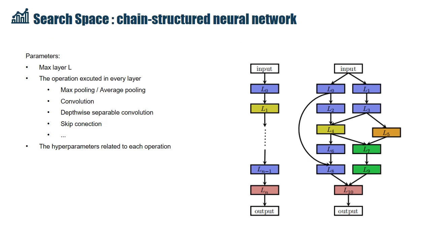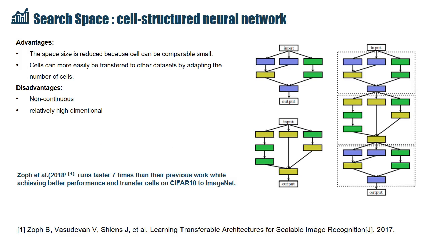Usually there are two types of neural network structure. The first is the chain structure, like this. It is just like a chain: the inputs, the hidden layers, and the final output layer. The second is the cell structure. As we can see, this is the first kind of cell, and this is the second, and we put them together to generate the whole architecture.